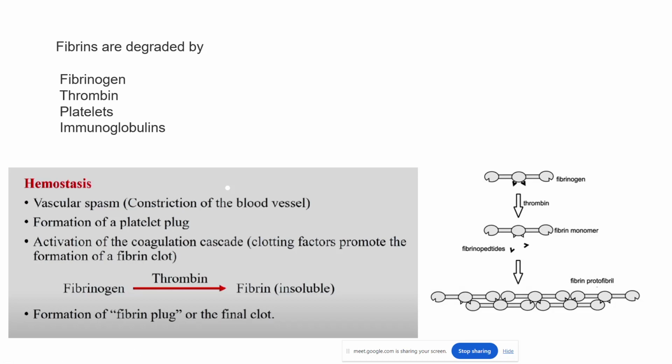Okay, so this was the next question. Fibrins are degraded by what? So here the correct answer would be thrombin. So this happens during the hemostasis, the first step of wound healing. During that step, thrombin, which is an enzyme, acts on fibrinogen and leads to fibrin. So basically, the thrombin acts on the fibrinopeptides and removes them, exposing the binding sites. So these fibrin monomers can then bind together to form insoluble fibrin or the fibrin plug, the final clot.